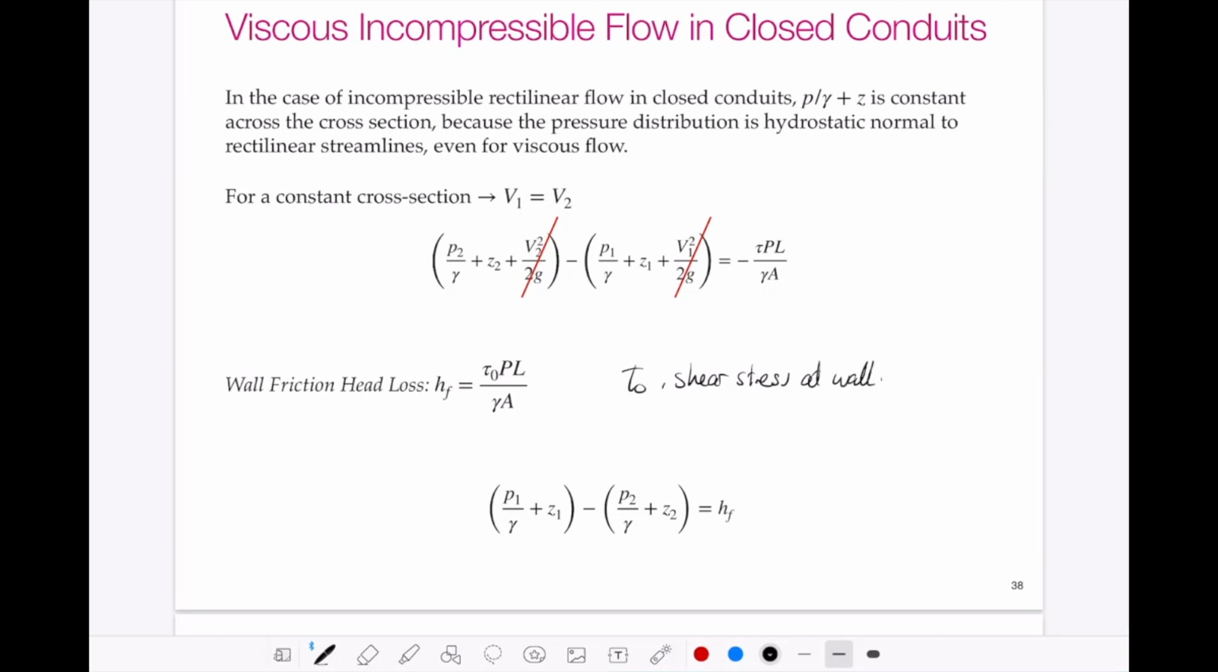And then we rearrange with this equation here, where we have the change in pressure from P1 to P2 plus the change in elevation from Z1 to Z2 is equal to our head loss. Or if there is a change in those things, if they don't equal each other, then we can attribute that loss to our pressure head loss.